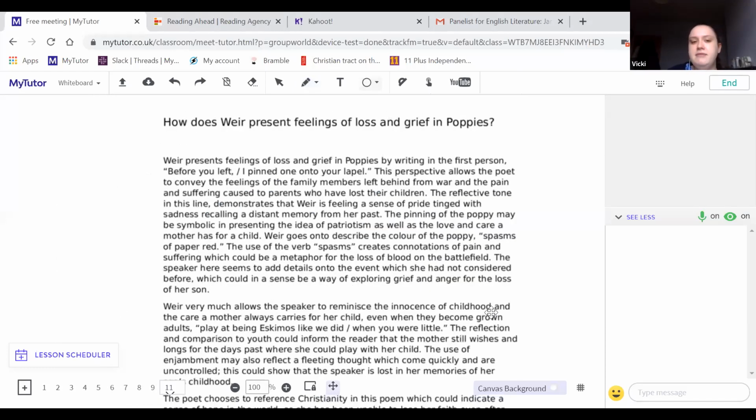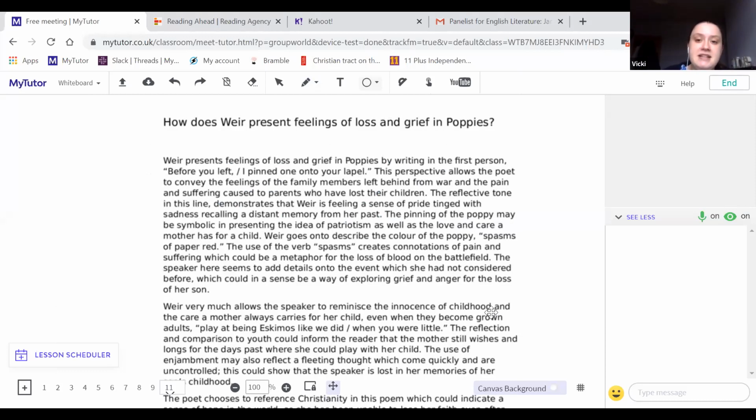So, reminder of the question, how does Weir present feelings of loss and grief in Poppies? Weir presents feelings of loss and grief in Poppies by writing in the first person. So I'm just reusing most of the vocab that's in that question. And then I've embedded my evidence, before you left, and then I put the / there to show that I know that that's where the line end is and a new line begins. I pinned one onto your lapel.